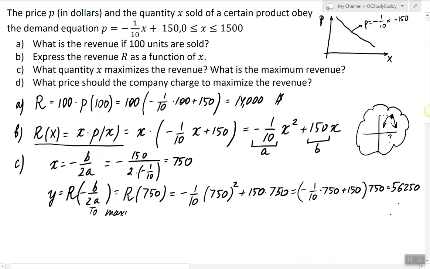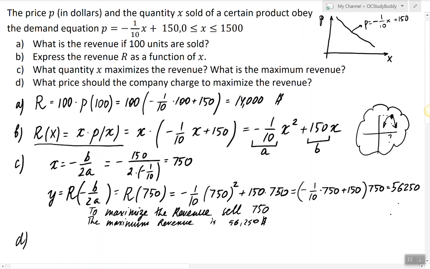So to maximize the revenue, we must sell 750 units. And what is the maximum revenue? The maximum revenue is $56,250.